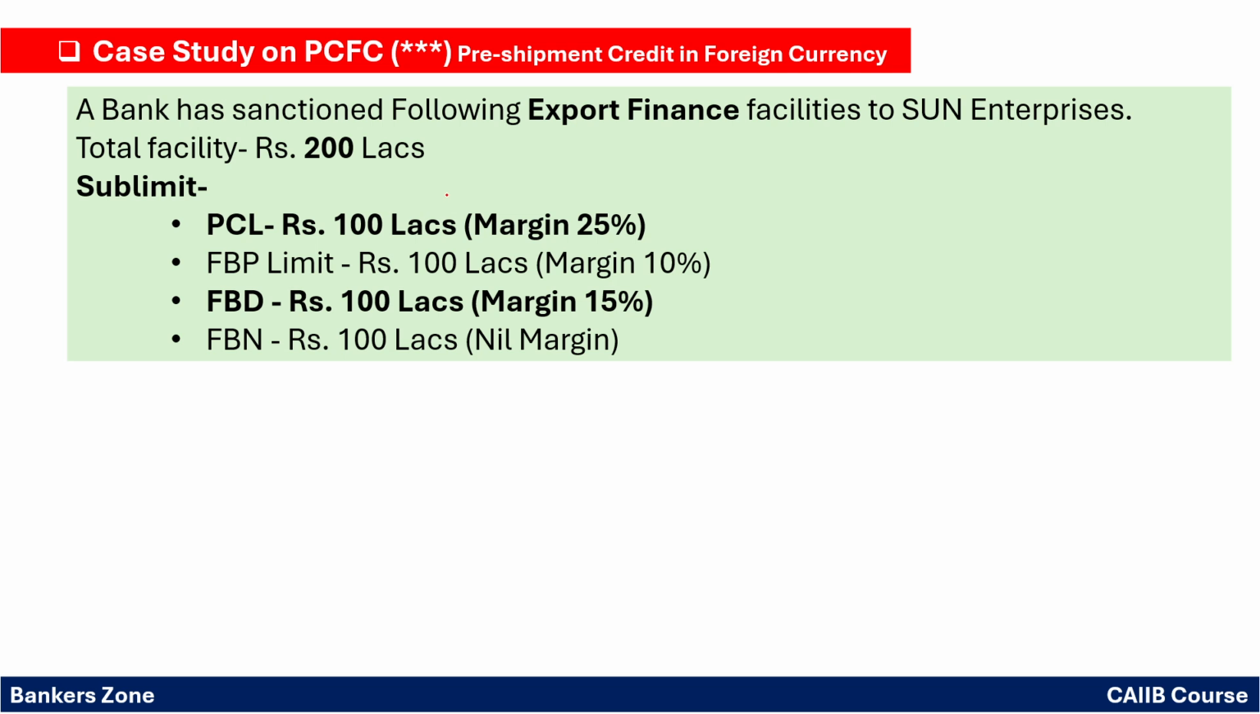Hello friends, see the case study on PCFC, that is the pre-shipment credit in foreign currency. Now see, a bank has sanctioned the following export finance facility to Sun Enterprises. Total facility amount is 200 lakhs.